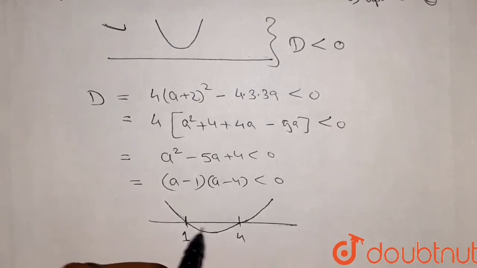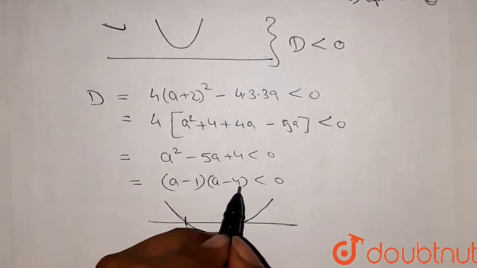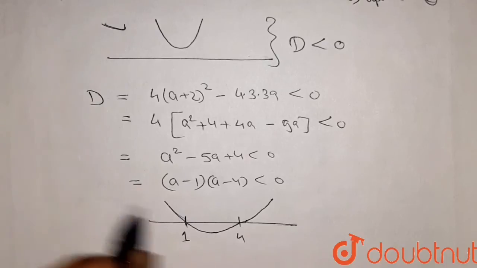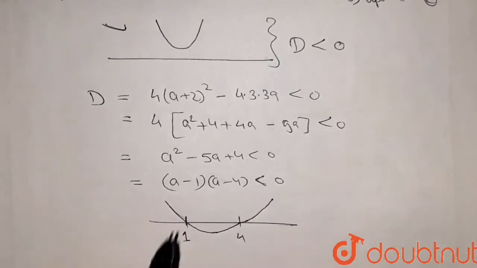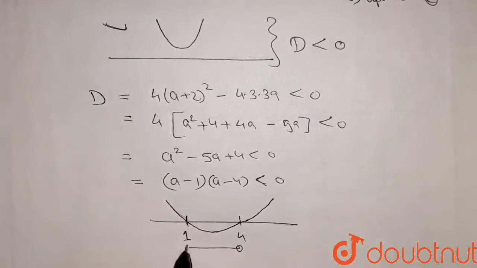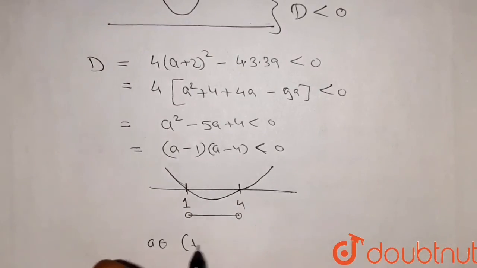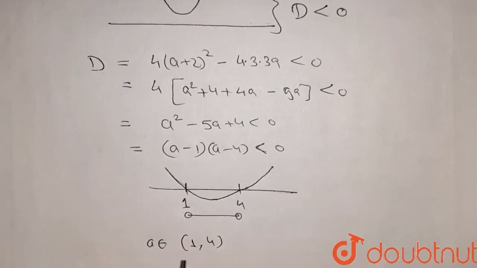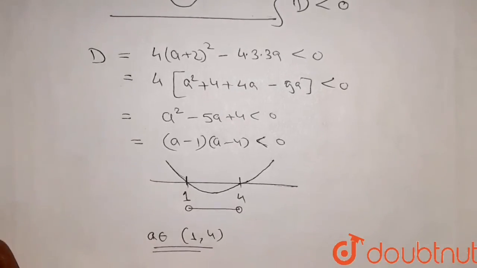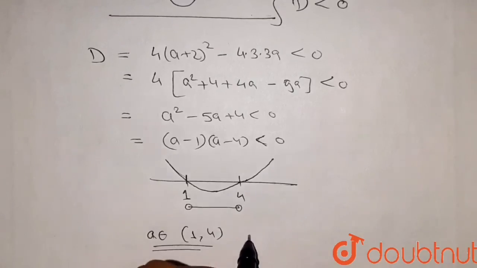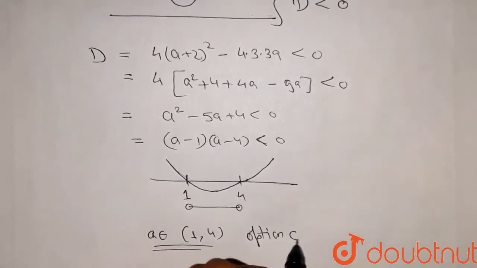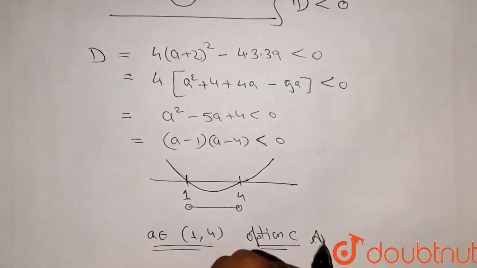So this graph will be somewhat like this. The graph for this function will be somewhat like this. So we can clearly see that it is negative in this span, right? So from here we can say that a belongs to the range of 1 to 4. Okay, so we had to find the values of a, so we got the values of a, so this will be our answer. Among the given options, option C says 1 to 4, so our answer will be option C. Okay, I hope this will help you.